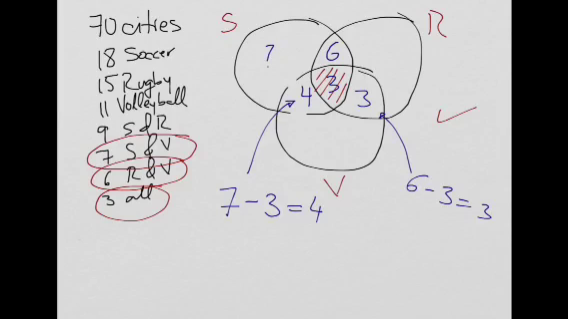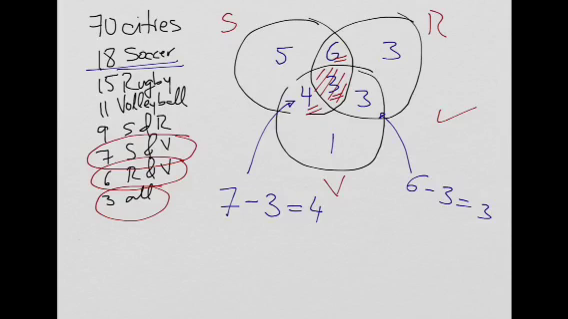Let's see. If I want to get this number here, well, out of all the soccer, I have to subtract what? I have to subtract 4, I have to subtract 3, I have to subtract 6, right? So 18 minus 4 minus 3 minus 6, that's going to give me 5, right? So this piece here has 5. Similar way, that's a 1.